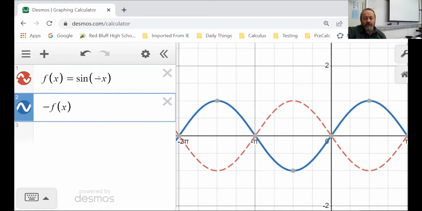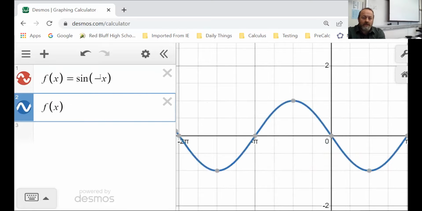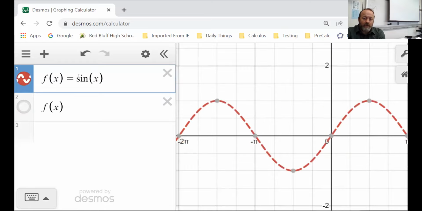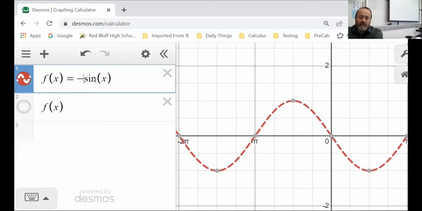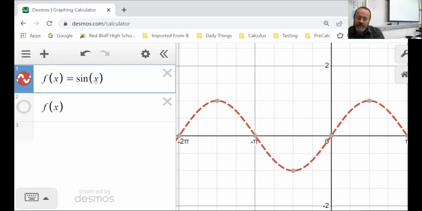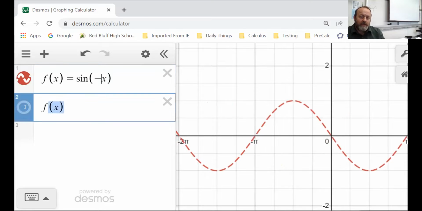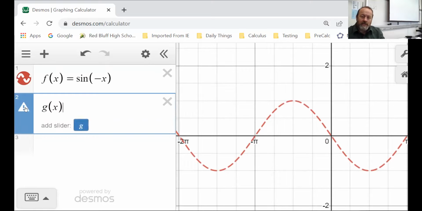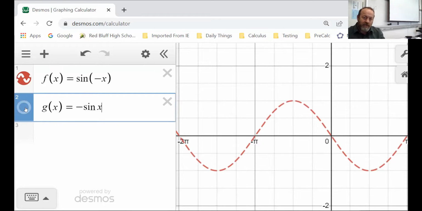So f of x, I put the negative on the inside. Is that exactly the same as, let's just watch it, putting it on the outside? Actually, I don't like how I did that. So the sine of x, if I put it on the inside, right there, is that the same as saying g of x equals negative sine x? I think I need to probably put it that way. So you'll notice that putting the negative on the inside versus the outside is the same thing.